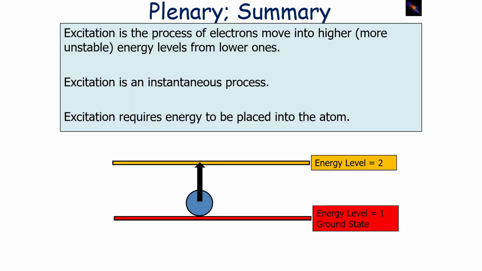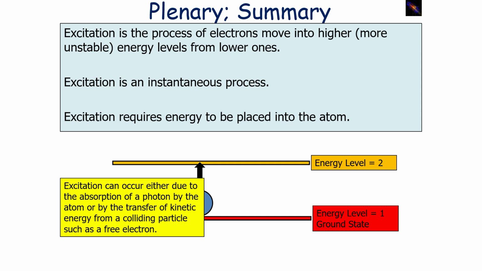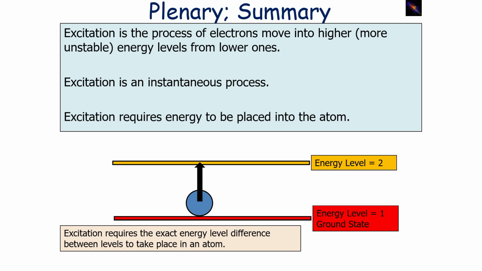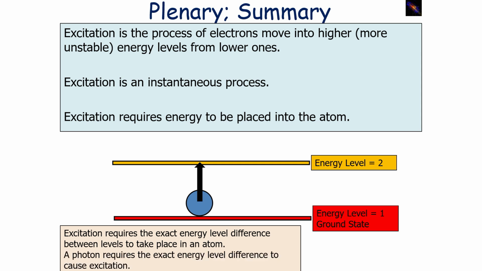So excitation is the process of electrons moving to higher energy levels from lower ones. It's an instantaneous process, and it requires energy to be placed into the atom. Now excitation can occur either due to the absorption of a photon by the atom, or by the transfer of kinetic energy from a colliding particle such as a free electron. Now excitation requires the exact energy level difference between the levels to take place in the atom. Now the photon will require the exact difference between the two levels, otherwise excitation will not take place.